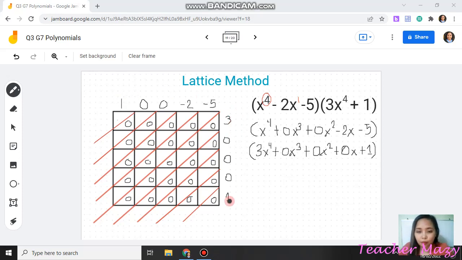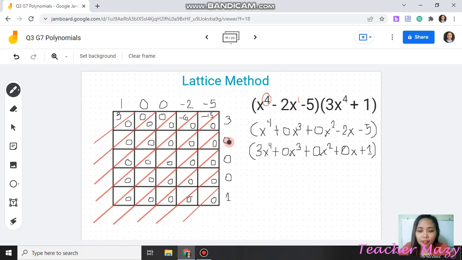After writing zeros under each diagonal line, now we can multiply the entries for each column by entries from each row. So let's begin with the first row. So that is 1 times 3 is equal to 3. 0 times 3 is equal to 0. Any number multiplied by 0 is equal to 0. 0 times 3 again is equal to 0. And of course, negative 2 times 3, that is negative 6. Negative 5 multiplied by 3 is negative 15.